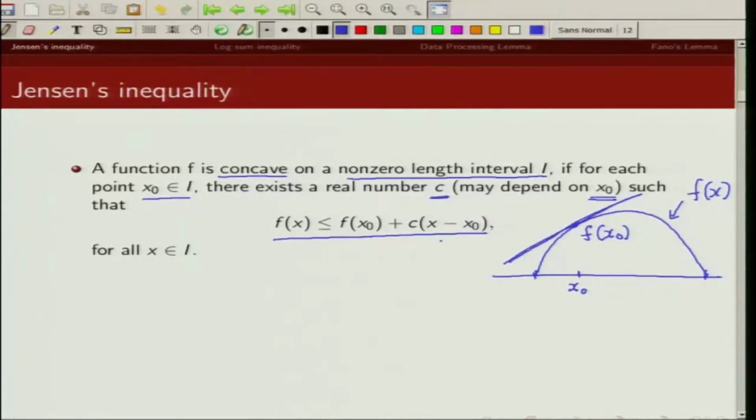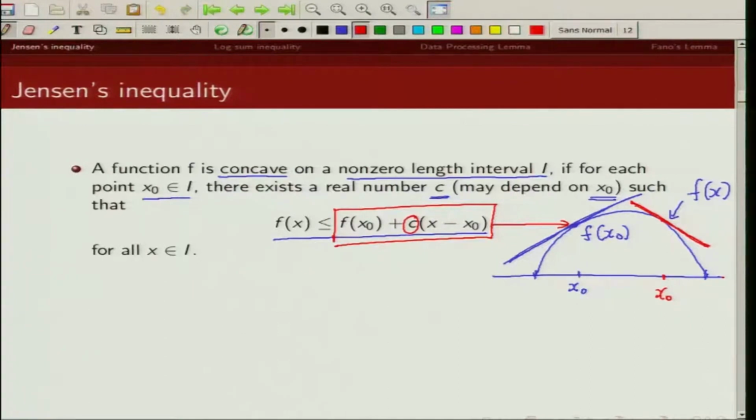This is a straight line passing through x0. Note that this c, the slope of this line, depends on the choice of x0. For example, if I choose this as my x0, then the slope is negative, so this is what the line is. If the function is concave, I can draw a line passing through x0 and the function will lie below that. That is what I mean by a function being concave.